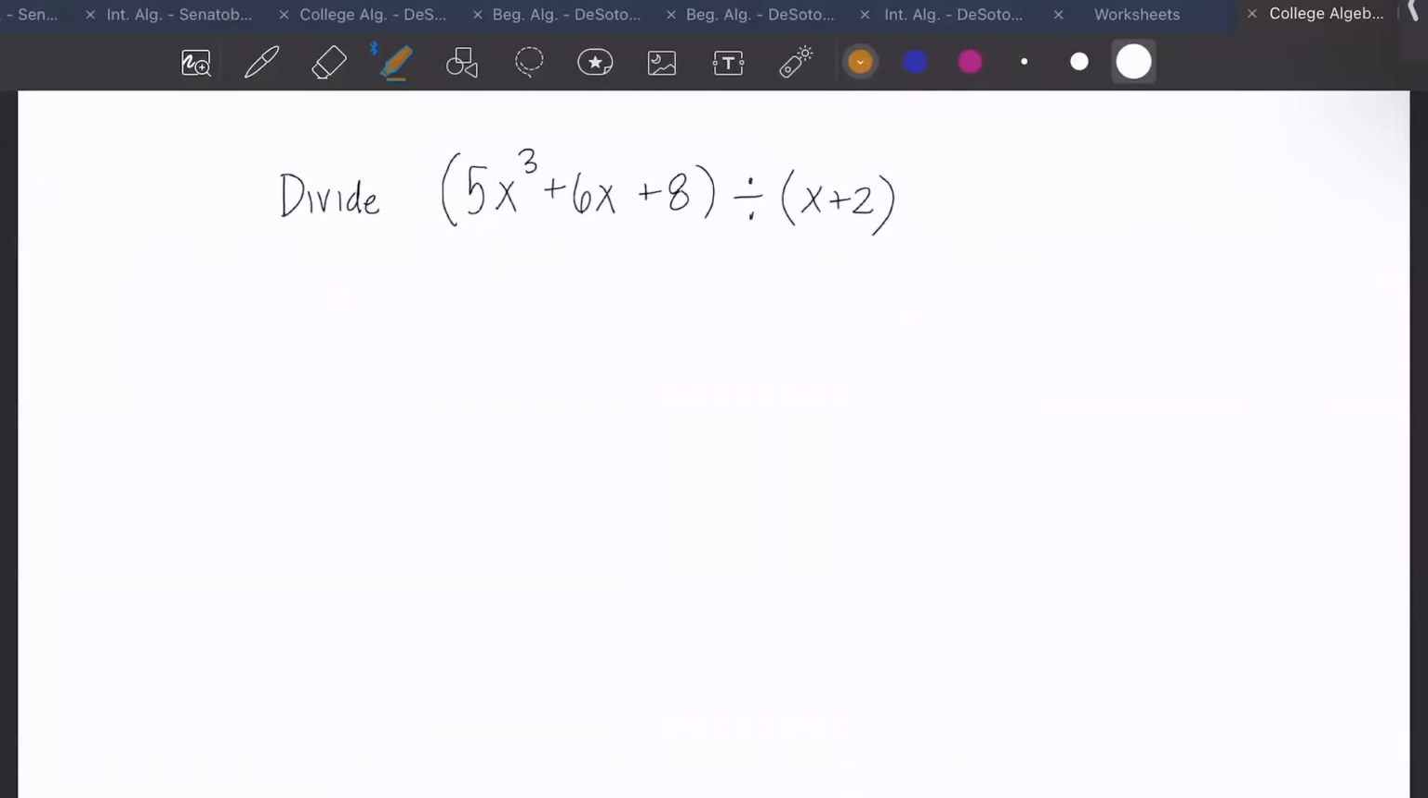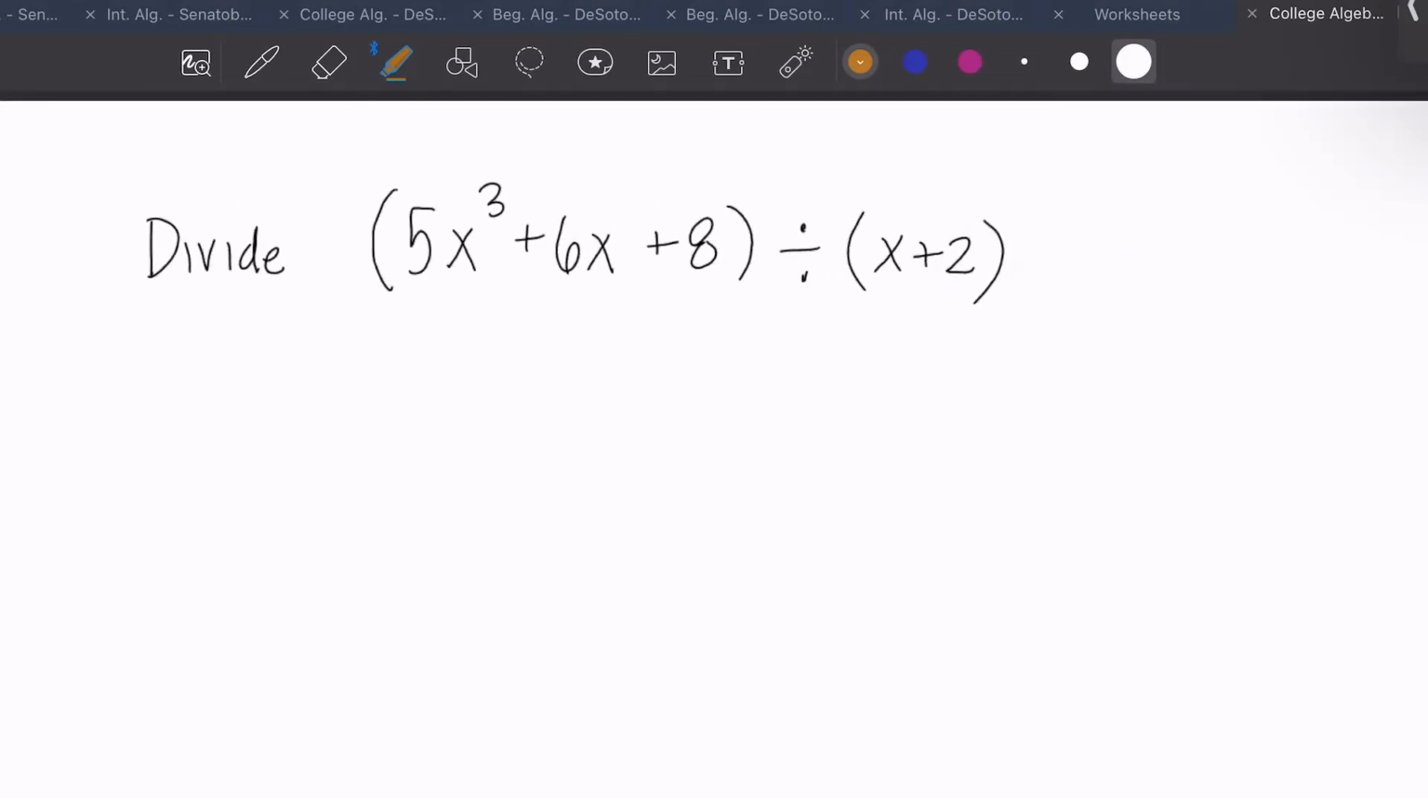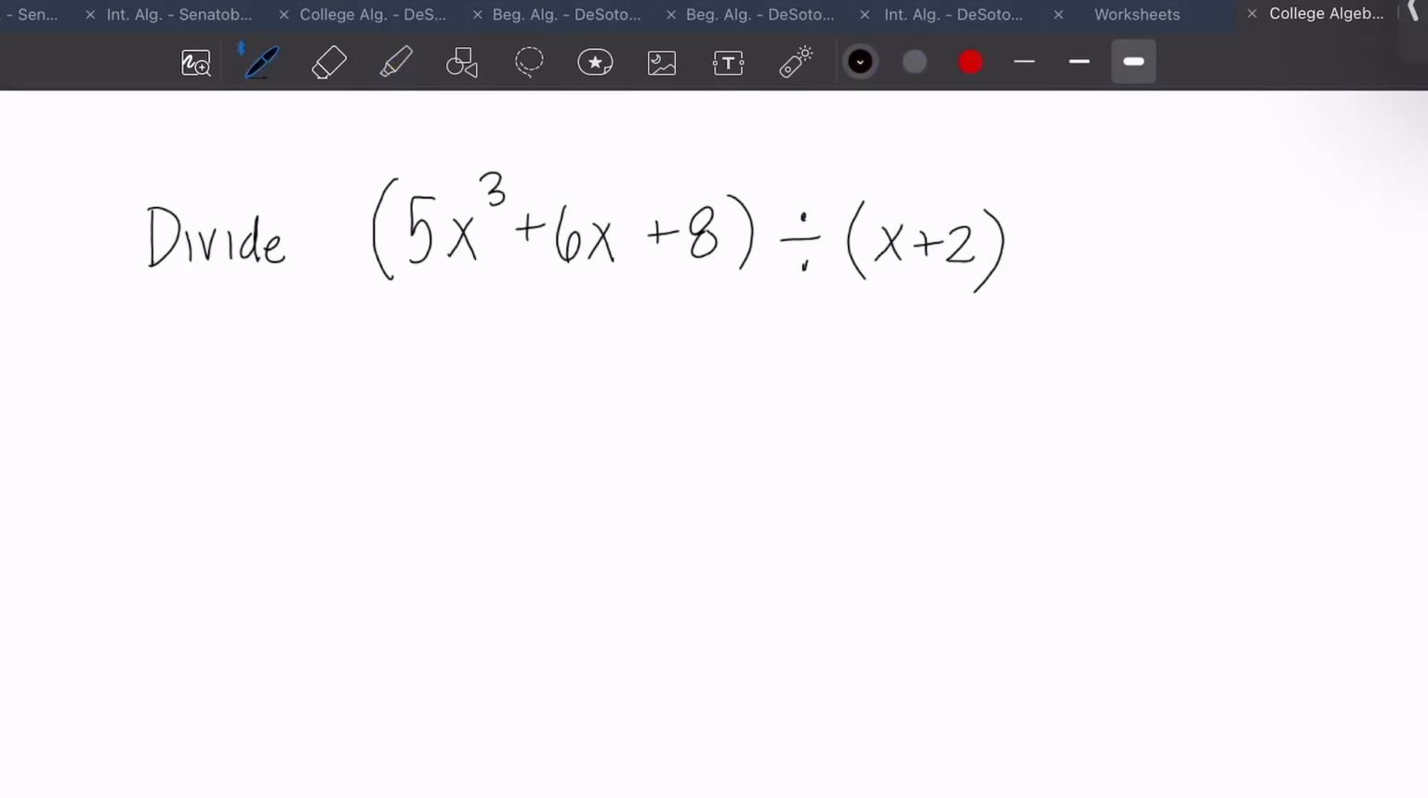So let's do this one. Okay, you could try this one by yourself if you wanted to. It's probably a good idea for you to take what I just did and then try it. Okay, so do I have a missing x? All right, I have 5x cubed plus 6x plus 8. So yes, I do. Right, I'm missing a 0x squared.